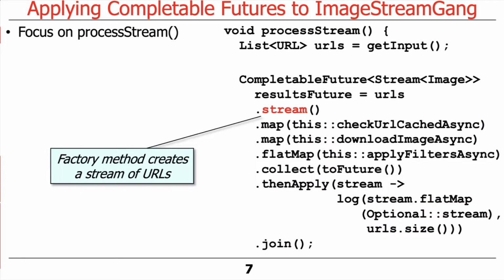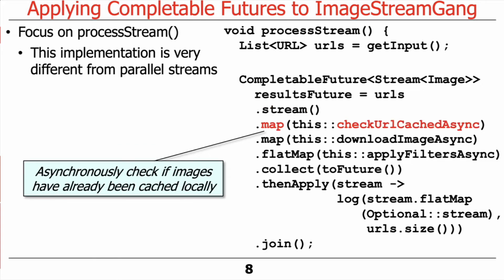So what you're going to see we're going to do here is we're first going to convert the list of URLs into a stream of URLs. Now we have a stream of URLs. And then we're going to go ahead and use the intermediate operation map in conjunction with a behavior we'll talk about to asynchronously check to see if the images have already been cached locally. And at this point, the implementation varies wildly from the parallel streams version that we looked at before. So this is about as far away as you can get while still using sequential streams.